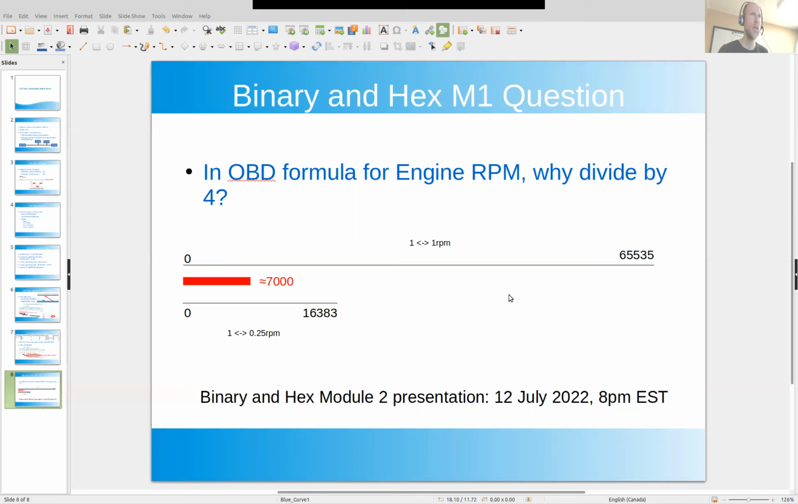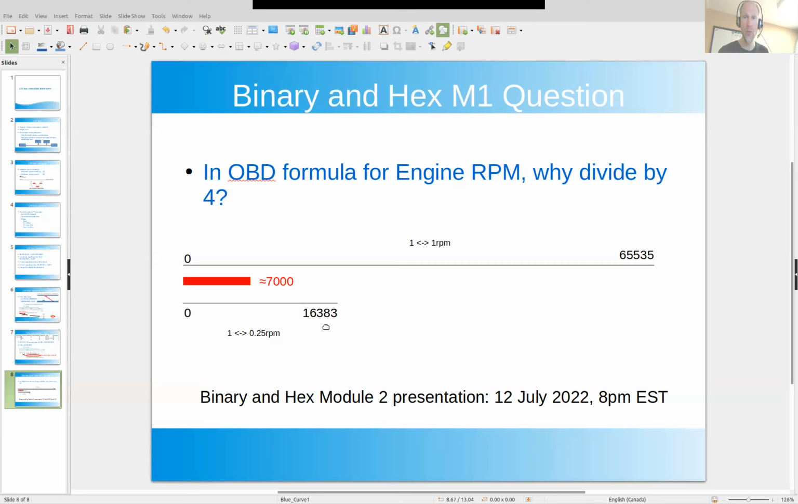So instead, what we can do is divide that number by some appropriate value and shrink the range into something more usable. And OBD designers, developers decided that 4 is a good number because it shrinks 65,000 something into 16,000 something, which is a much more realistic range for engine speeds and probably also covers some exotic and race cars as well.